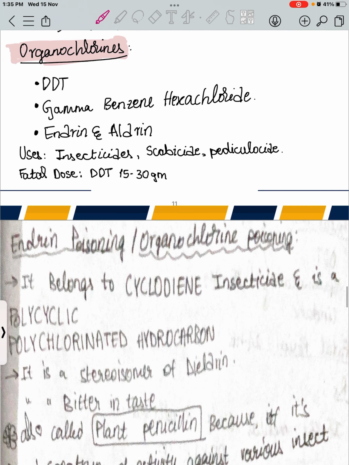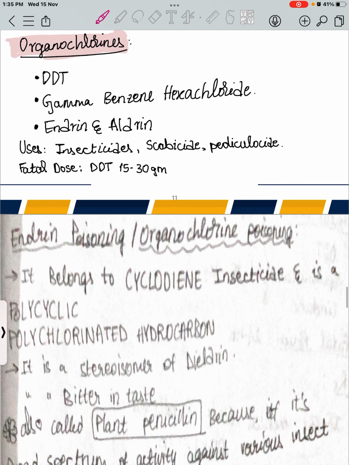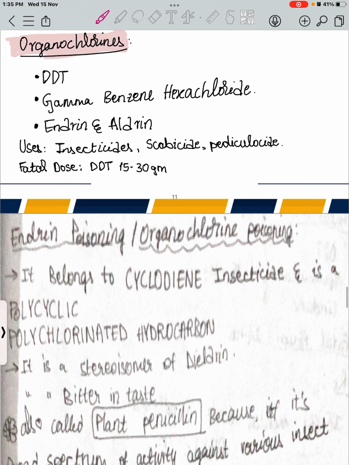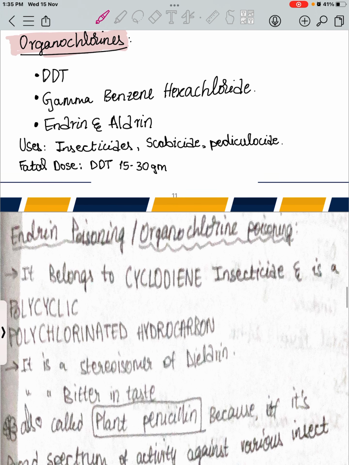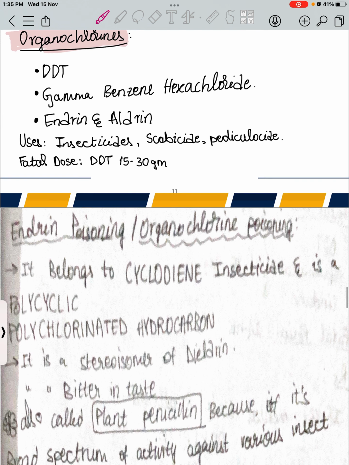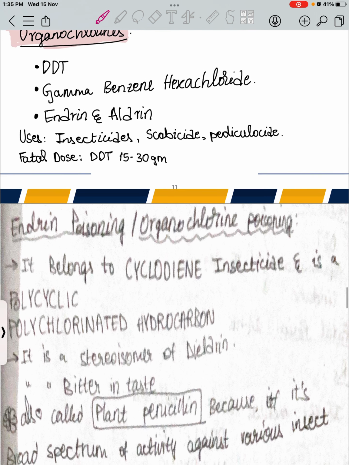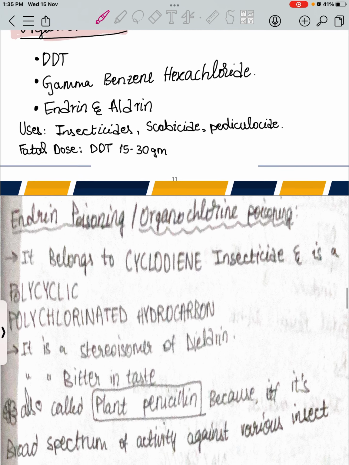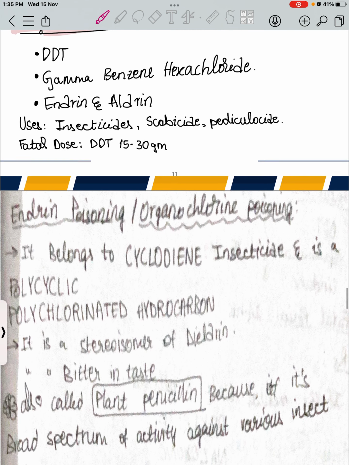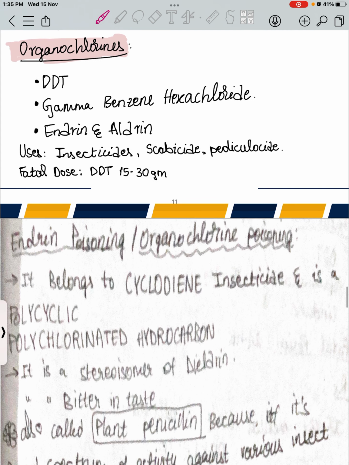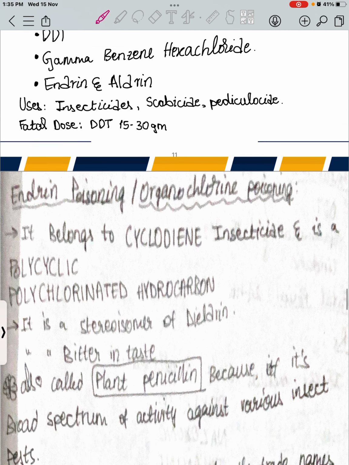Organochlorines. Examples of organochlorines are DDT, gamma benzene hexachloride, endrin and aldrin. Uses: organochlorines are used as insecticide, scabicide, and pediculocide. The fatal dose of DDT is 15 to 30 mg.